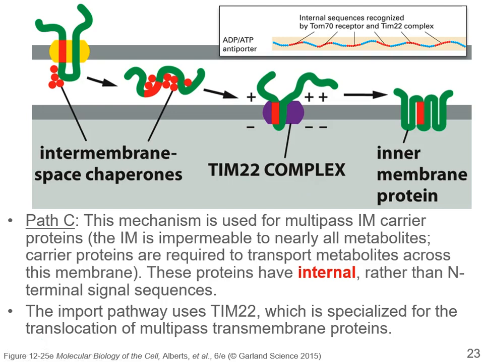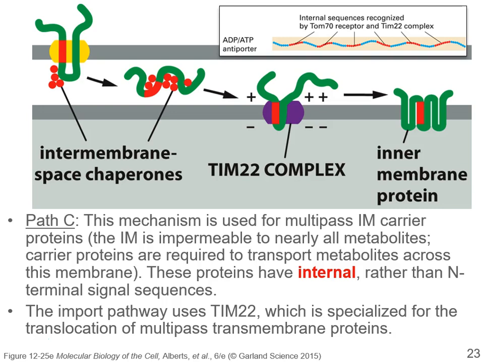So I have an example here. This is the ADP-ATP antiporter. You might remember this again from electron transport. If we're generating most of the ATP of the cell in the mitochondrion, we are going to have to export some of it into the cytosol where it is needed, and we'll have to import ADP as a raw material to make the ATP.